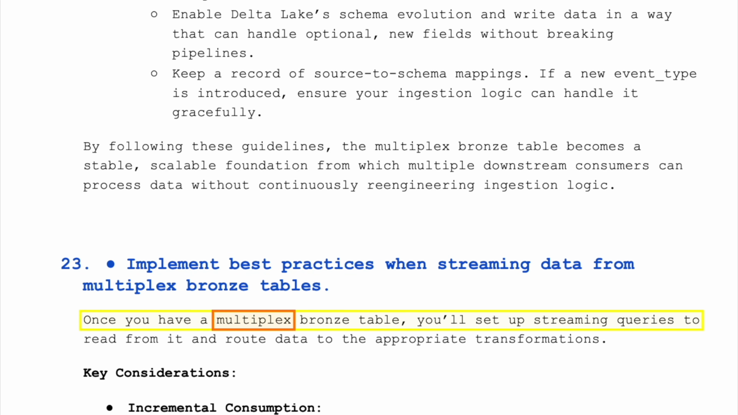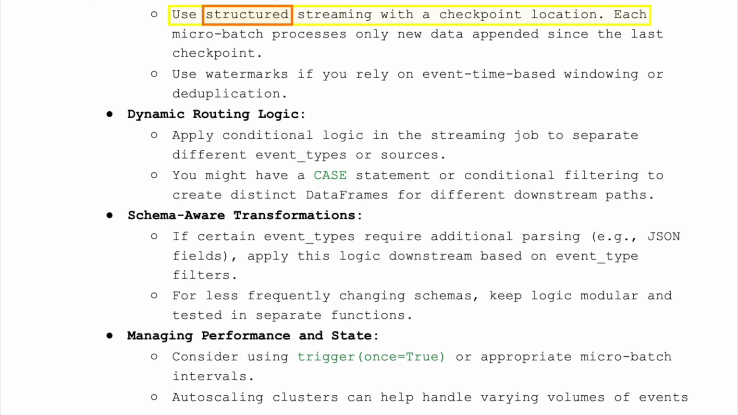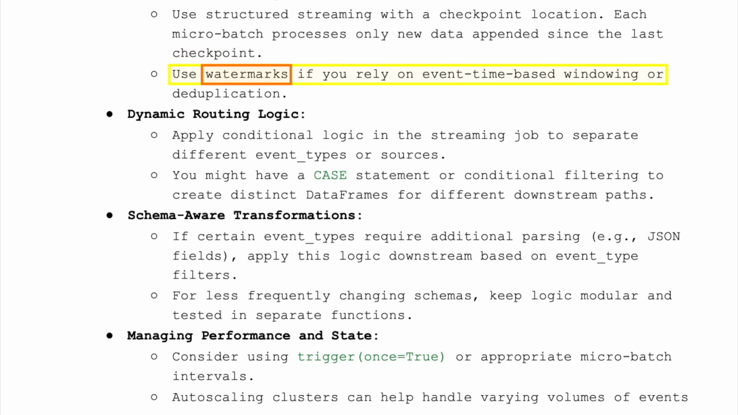Once you have a multiplex bronze table, you will set up streaming queries to read from it and route data to the appropriate transformations. Key considerations: incremental consumption. Use structured streaming with a checkpoint location. Each microbatch processes only new data appended since the last checkpoint. Use watermarks if you rely on event time-based windowing or deduplication.